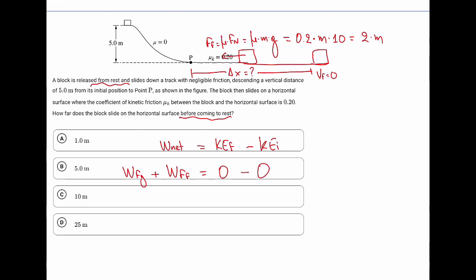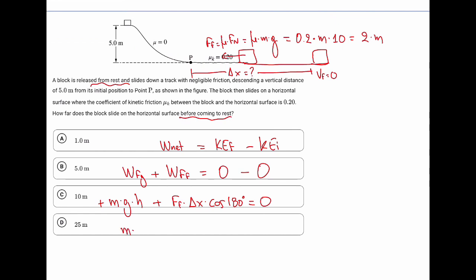Now, the work by the force of gravity is mass times g times height. And it is positive because the object is moving downwards on the inclined plane. And the work by the force of friction is force of friction times distance times cosine of the angle between the force of friction and the distance. The angle is 180 degrees. So this will be equal to 0.